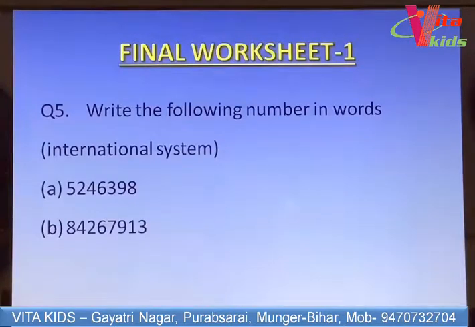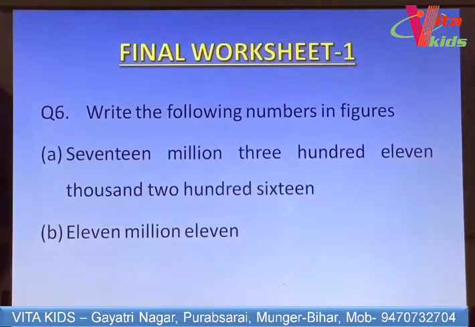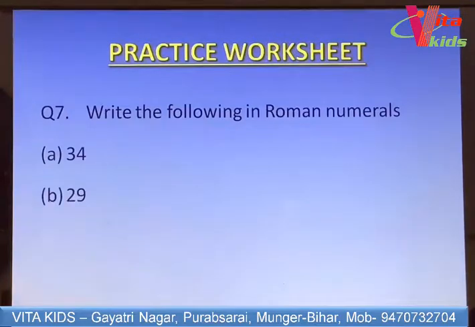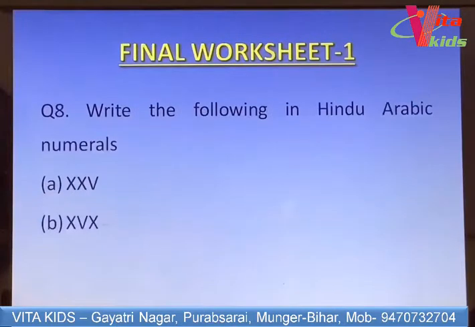Question 5. Write the following numbers in words. International system. A. 52463998. B. 84267913. Question number 6. Write the following numbers in figures. A. 17,311,216. B. 11,011,011. Question 7. Write the following in Roman numerals. A. 34. B. 298. Write the following in Hindu-Arabic numerals. A. XXV. B. XVX. This brings us to the end of the worksheet.